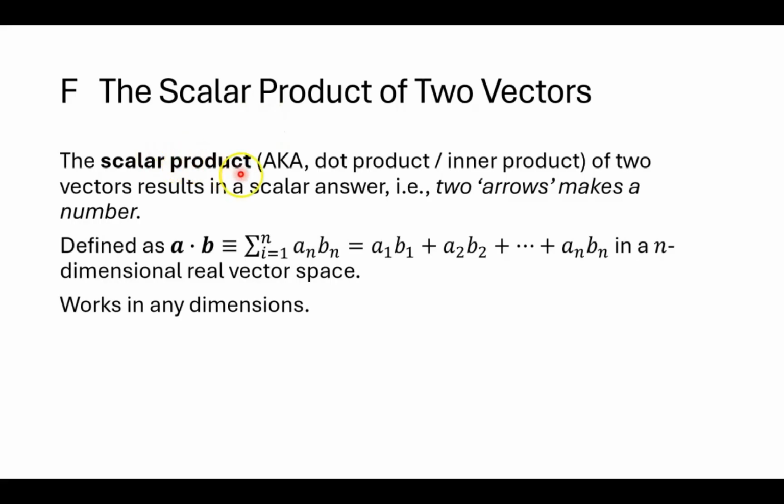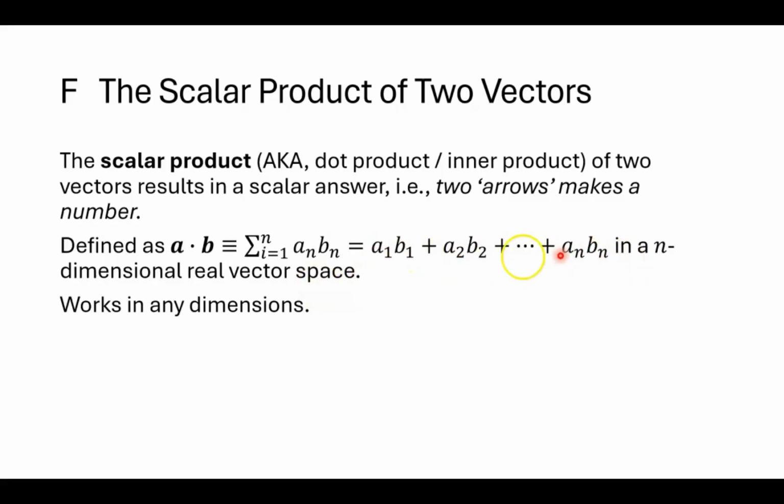The scalar product, also known as the dot product or the inner product of two vectors, results in a scalar answer. So if you have two arrows given to you, the scalar product will give you a number. And this is defined as A dot B equals the sum of all the components of the vectors multiplied together and then added up. So a1 b1 plus a2 b2 plus all the way to an bn, and this is in an n-dimensional vector space.